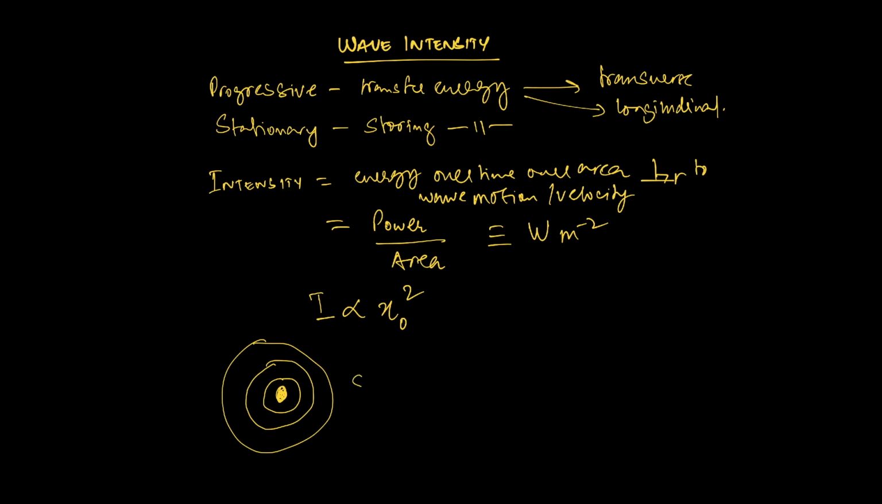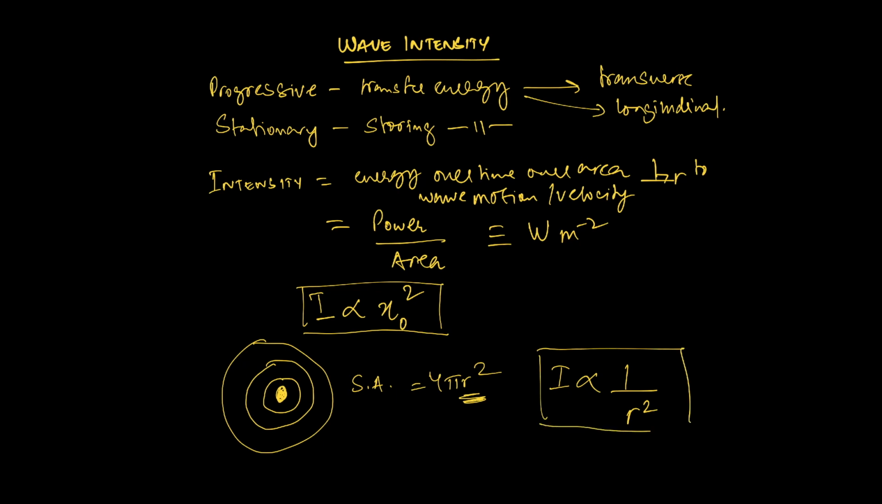So the surface area of a sphere is equal to 4 pi r squared. And as a result of that, the intensity of the wave is decreasing with increasing distance from the source. And in fact, it is decreasing in inverse proportion to the square of the distance from the source. So these are 2 relationships that you should understand, that intensity is proportional to the amplitude squared, and inversely proportional to the square of the distance from the source of that energy.